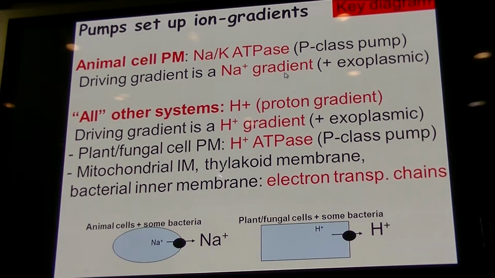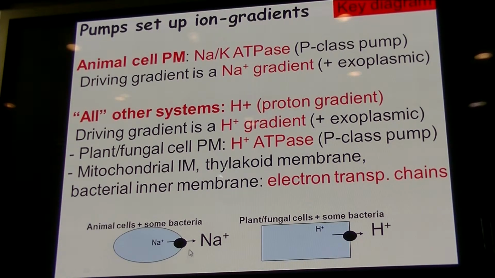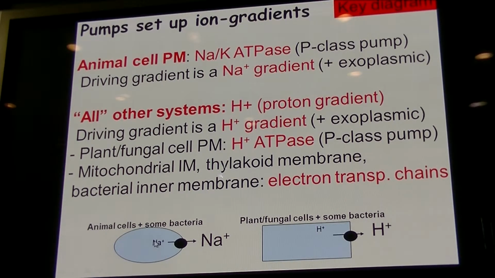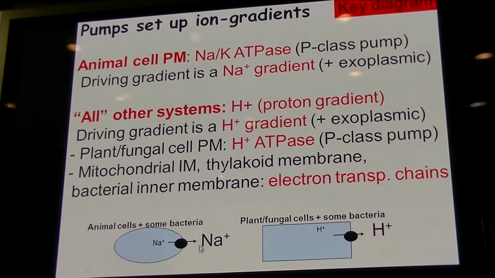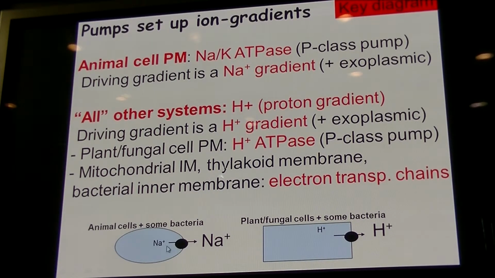And remember, sodium is always outside, exoplasmic. So there we have our animal cells, simple diagram. Relatively low sodium concentration inside, a couple of millimolar. On the outside, we have over 100 millimolar sodium. So that's between a 10 and a couple of 100-fold concentration difference.